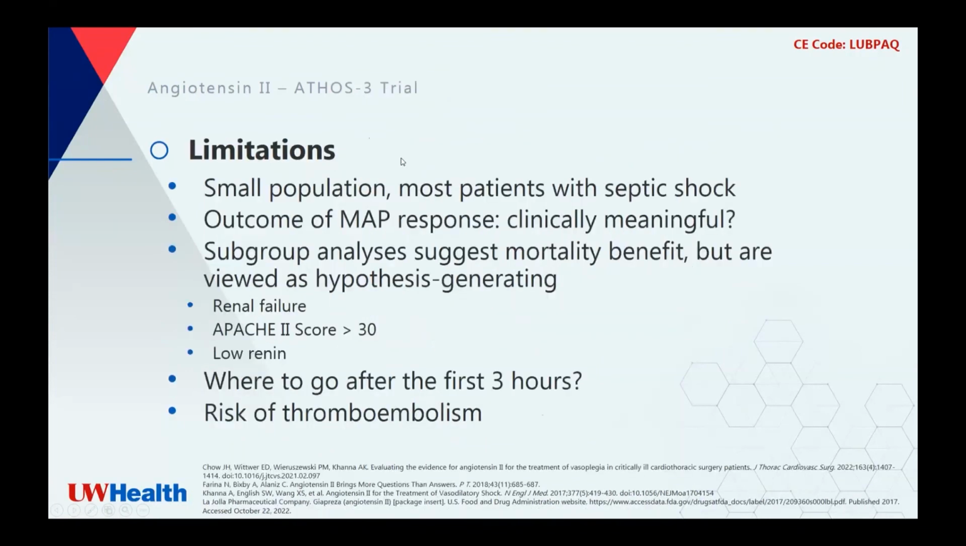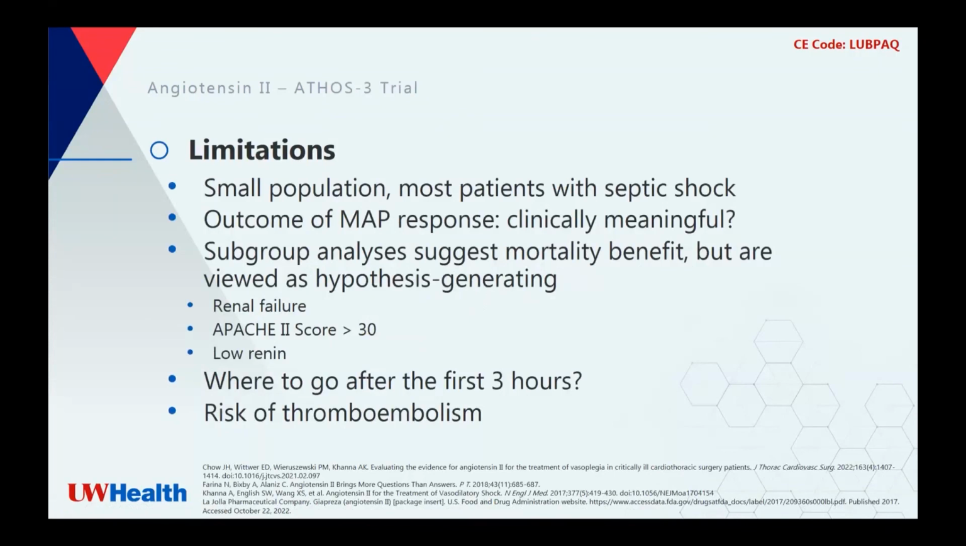So the ATHOS-3 trial has some controversy and some limitations surrounding it. It was a smaller population, around 150 per group, which for this population is not terribly small, but most of the patients had septic shock. And when we apply it to our cardiothoracic surgery population, it's a smaller population of 16 patients.